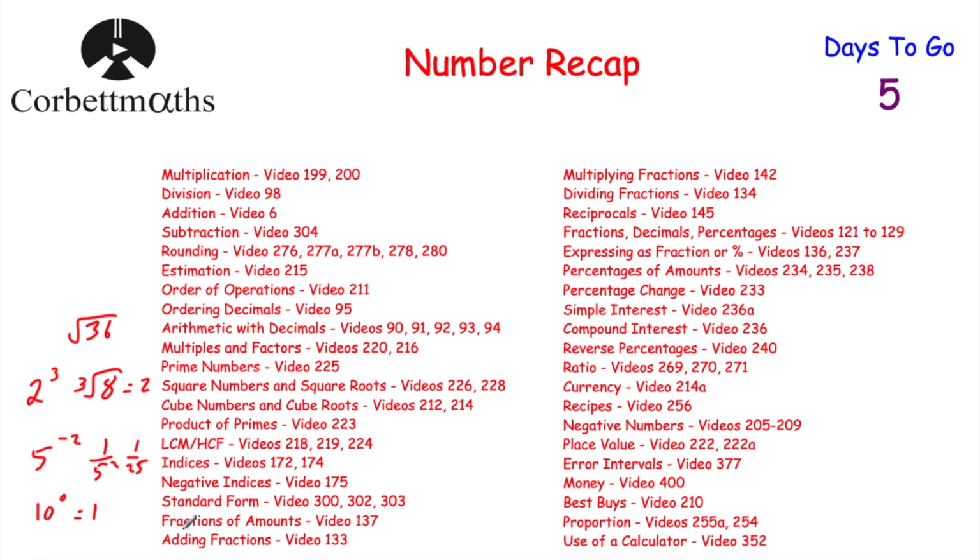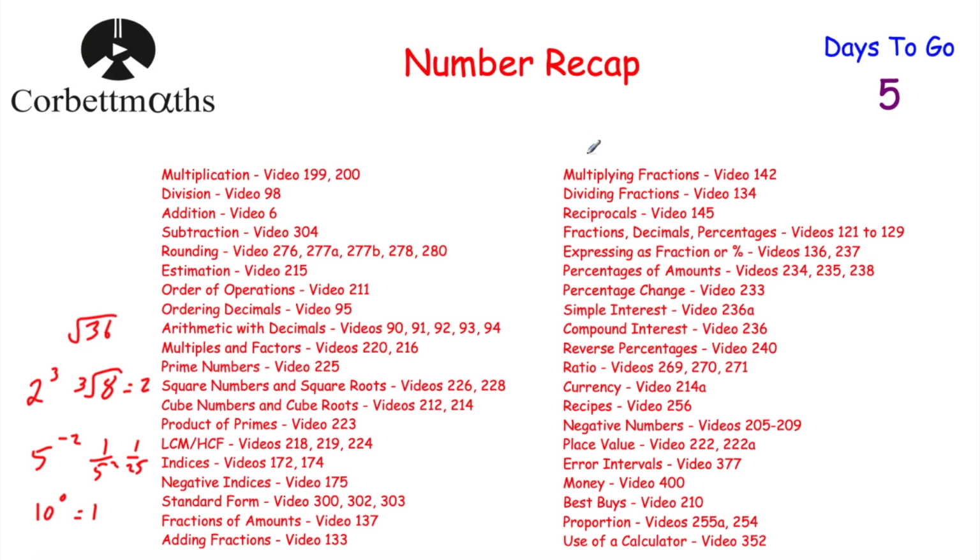Fractions of amount, divide by the bottom and times by the top. Adding fractions, so make sure whenever you're adding fractions, the fractions have got the same denominator, and if they're not, make sure you then get equivalent fractions with the same denominator. And if you've got mixed numbers, make them top heavy first and then deal with the question like you would do normal fractions or fractions that aren't top heavy.